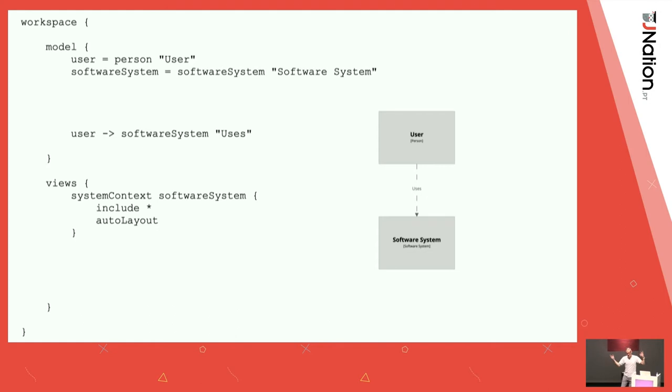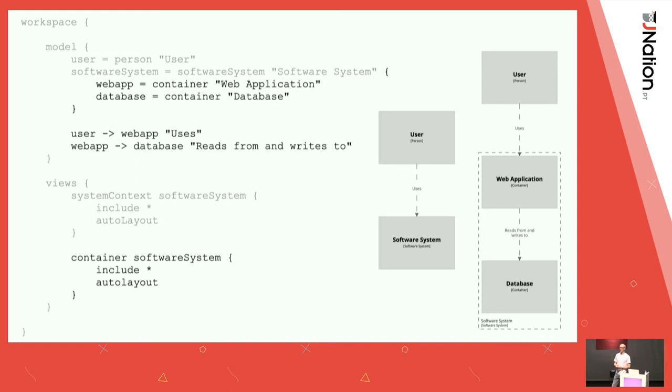Now, of course, imagine this is our system context diagram and we want to pinch to zoom in to see what's inside the software system in terms of C4 model containers. What we do now is we extend and add to that single model. So now we're opening up some curly braces, much like you would with a programming language. We're defining two C4 model containers nested inside that software system, a web application and a database.